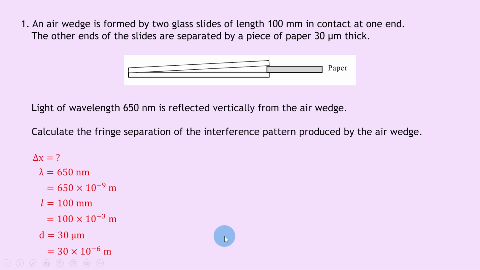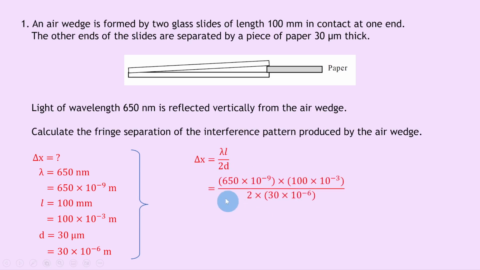So writing down our equation for thin wedge interference, we have delta x equals lambda L over 2d. Substituting in the numbers gives 650 times 10 to the minus 9 times 100 times 10 to the minus 3 divided by 2 times 30 times 10 to the minus 6, and if you put that into your calculator you should get an answer of 1.08 times 10 to the minus 3 meters.